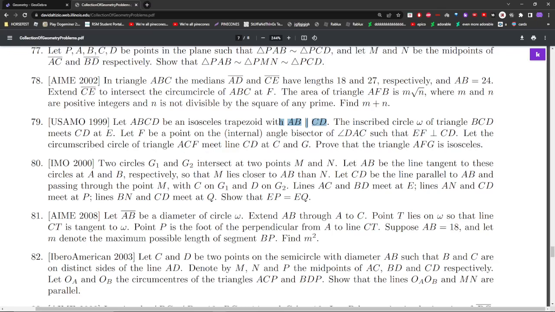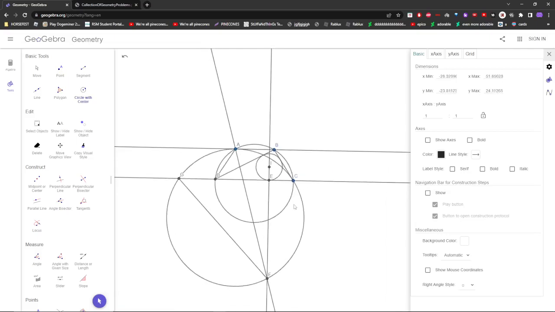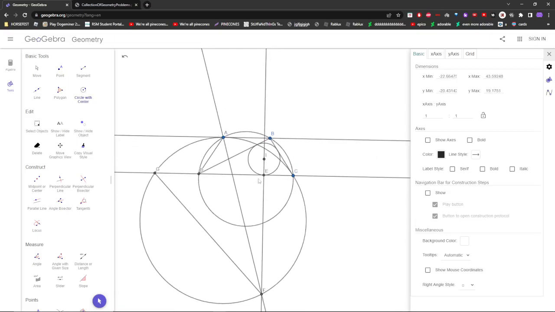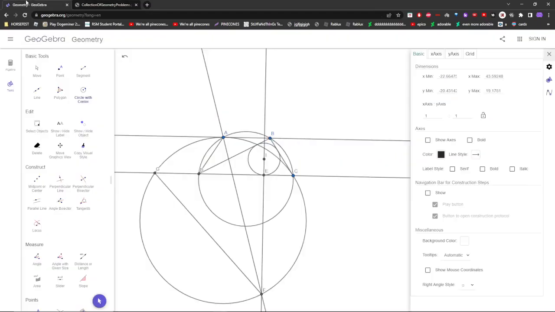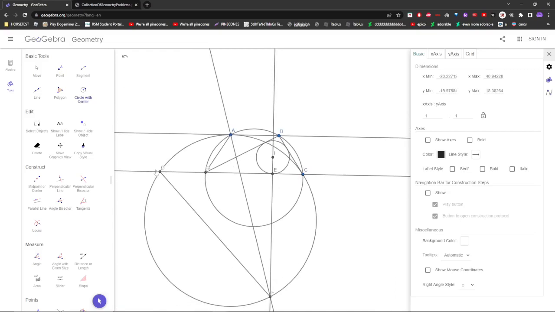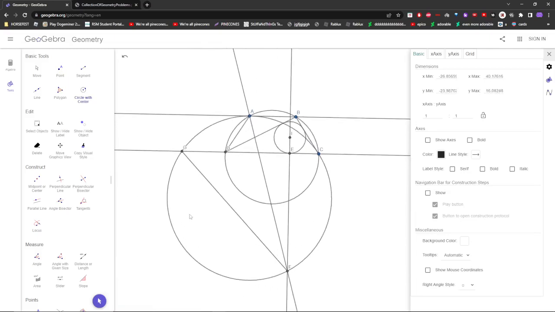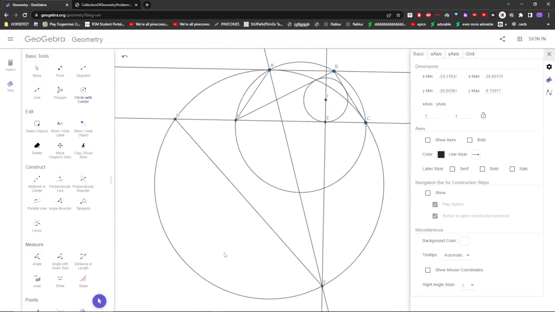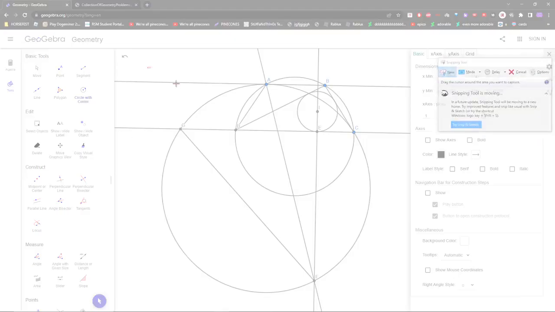Next, F is a point on the internal angle bisector of DAC, such that FE is perpendicular to CD. All right, that's all well and good. And lastly, the circumscribed circle of triangle ACF meets CD at G. So our goal is now to prove that triangle AFG is isosceles. So I'm gonna pull up the paint and we will begin.